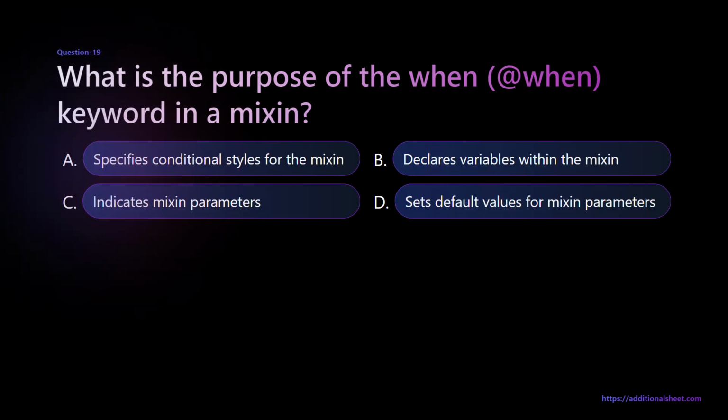What is the purpose of the when keyword in a mixin? Option A, specifies conditional styles for the mixin. Option B, declares variables within the mixin. Option C, indicates mixin parameters. Option D, sets default values for mixin parameters.